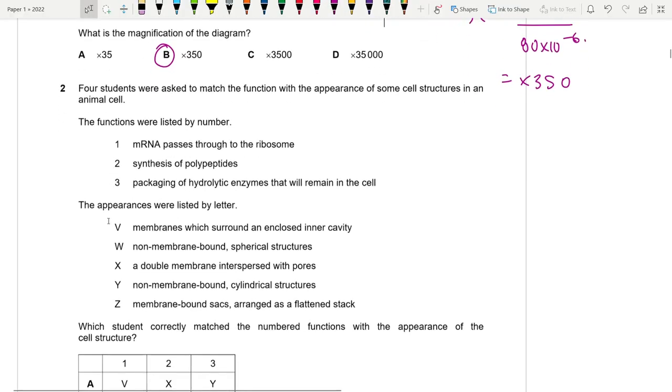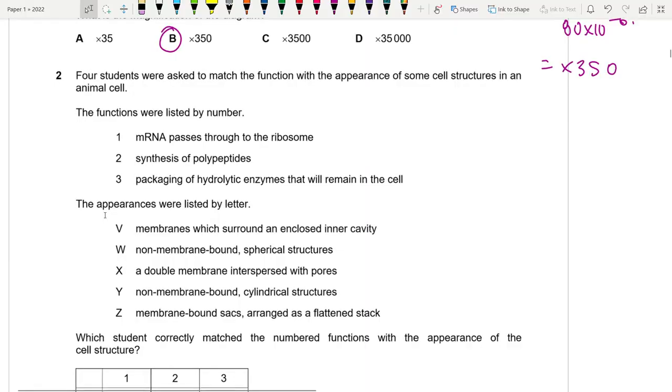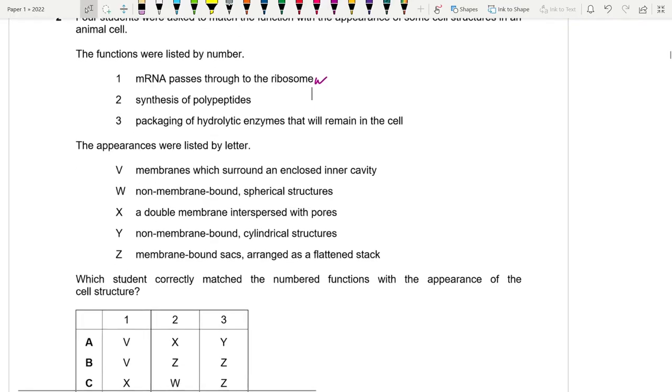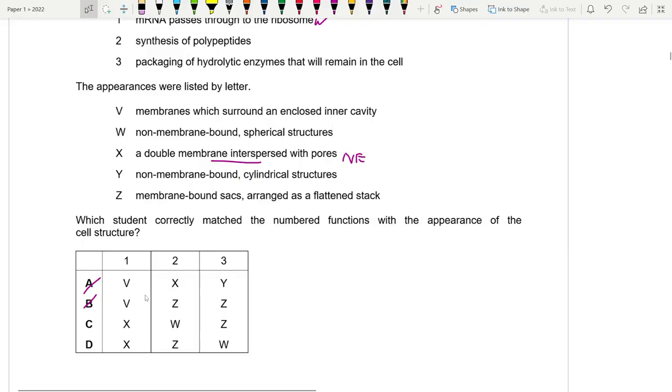First, students were asked to match the function with the appearance of some cell structures in an animal cell. The functions were listed by number. mRNA passes through the ribosome. We've seen this in paper 1.1 and 1.3. It's quite similar, it should be pretty easy. This is basically a double membrane interspersed with pores. This is the nuclear envelope. So 1 should be X.